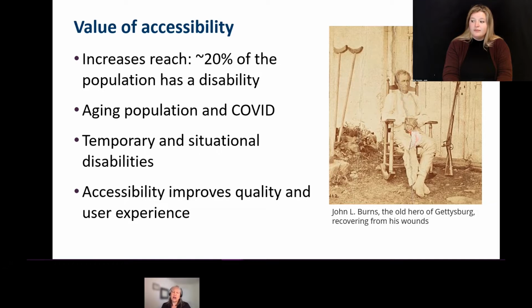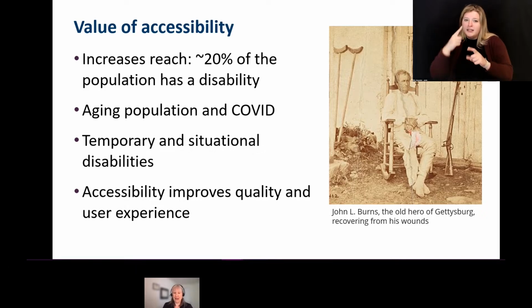So I just want to start by setting the stage. What is the value of accessibility? Why is this so important that we talk about it, that we have a whole day dedicated to its awareness? It really does add value to everything we create from a technology standpoint. It increases your reach, depending on how you categorize disability. About 20% of the population has it. It can be more, again, depending on how you categorize it.